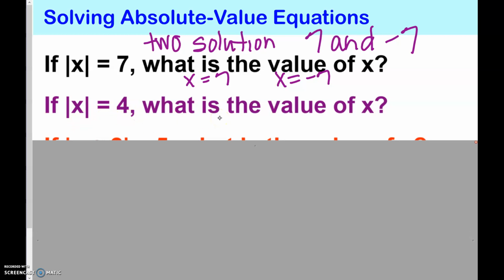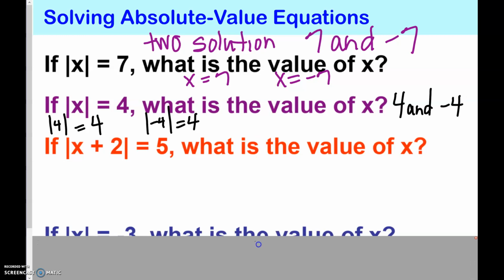Okay, so now in this one, if the absolute value of x is 4, what is the value of x? What number could you put in here for x to have it come out to be 4? Well, you can take the absolute value of 4, and that would give you a 4. Or you can take the absolute value of a -4, and that will give you 4. So the 2 solutions here are 4 and -4.